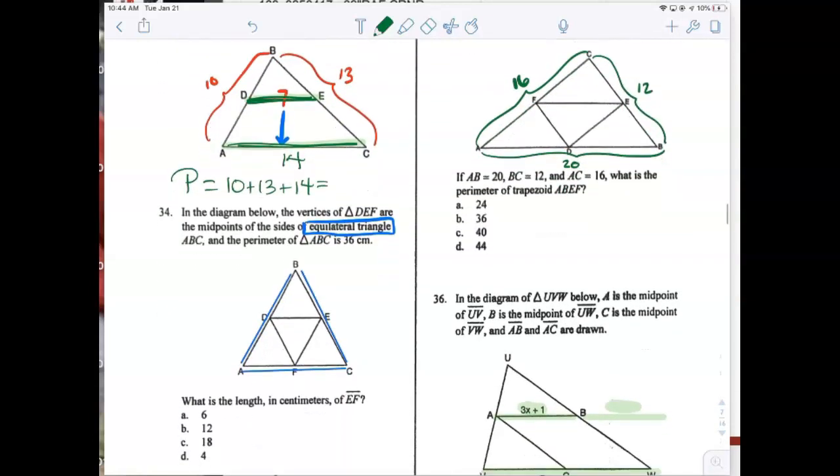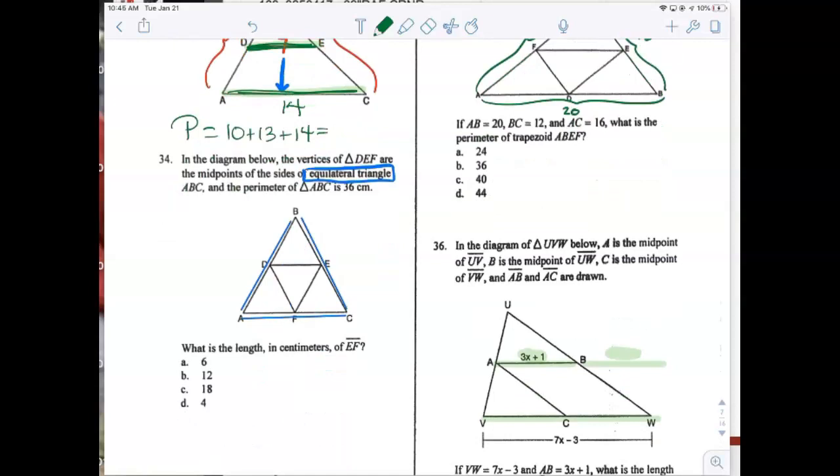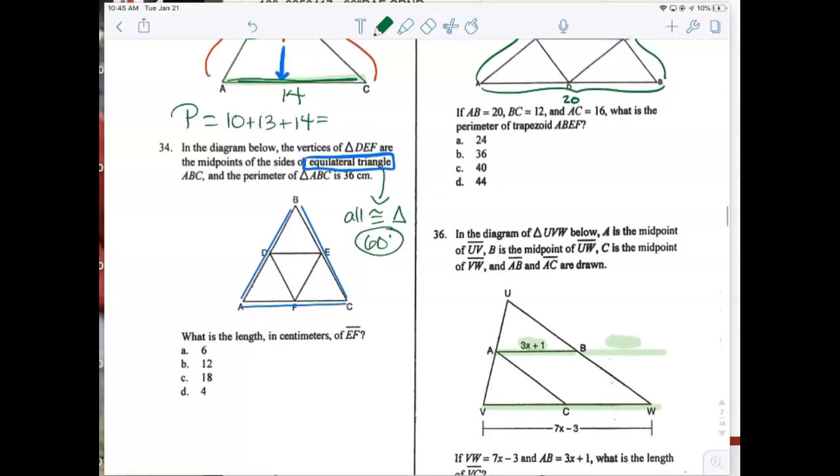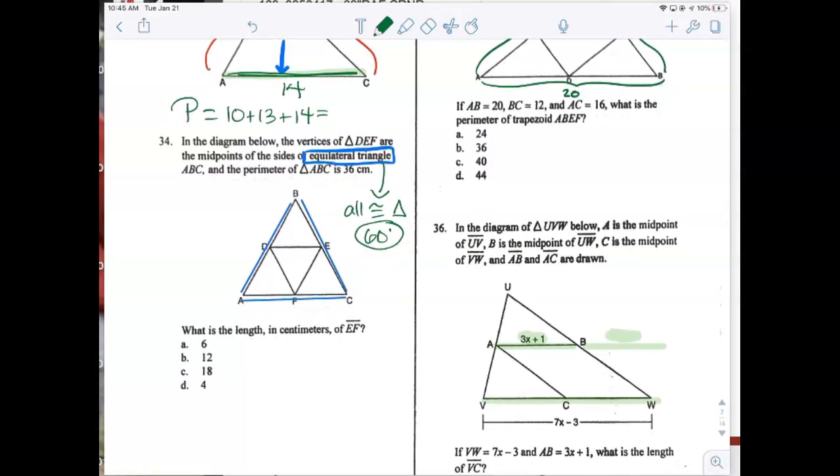And then the same idea here, equilateral triangle. We have all sides congruent, and also a good tip for the midterm is if you guys remember, every angle in an equilateral triangle is 60 degrees. Not helpful for this problem, but helpful in general. So if we know triangle ABC has a perimeter of 36, that means each side has to be 12. And then we're asked to find E to F.